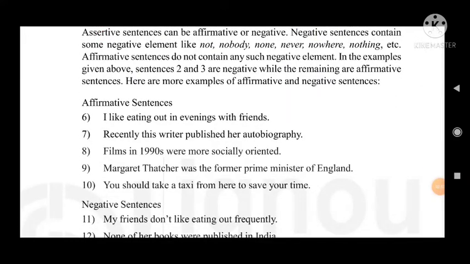I like eating out in the evening with friends. So here the sentence is used in a positive sense. I like eating out in the evening with friends, that is, I like going out and eating with friends in the evening. It means it's a positive sentence. Here it is an affirmative sentence.